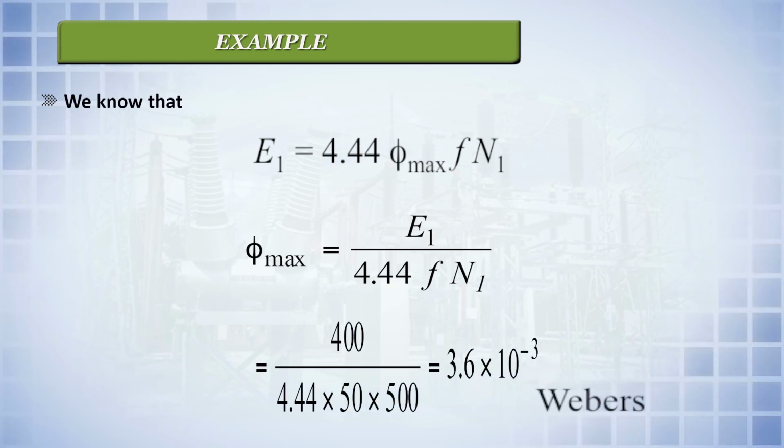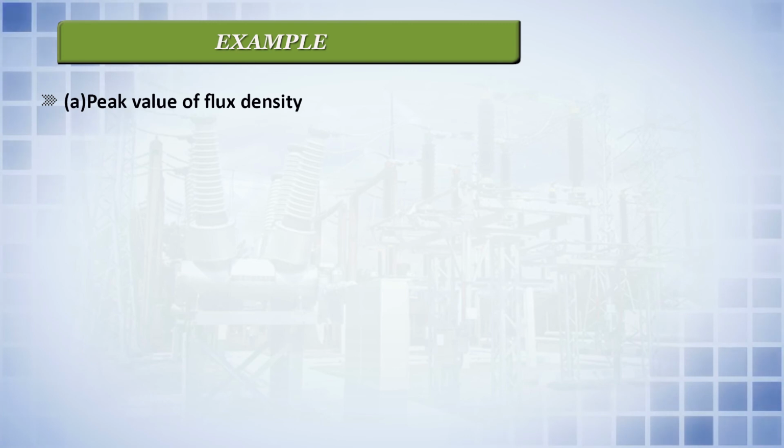You have a value of frequency, that is 50 Hertz. You have the number of turns at the primary side, that is 500. Just put all these values. After solving, you will get the maximum flux phi max is equal to 3.6 into 10 to the power minus 3 Weber. Now you have to calculate the peak flux density.